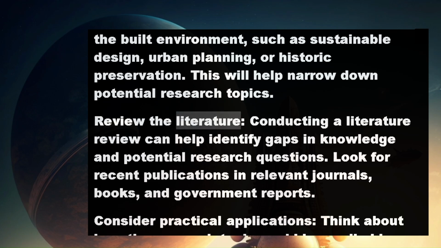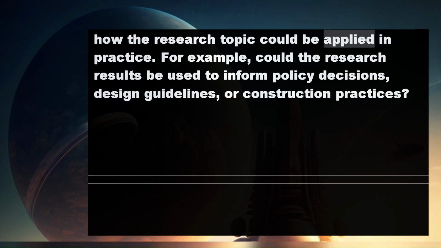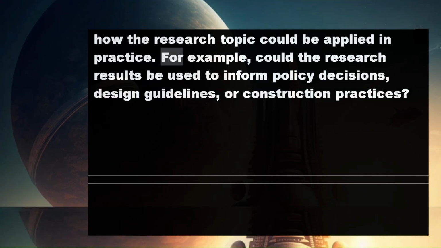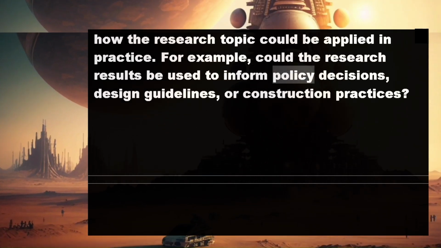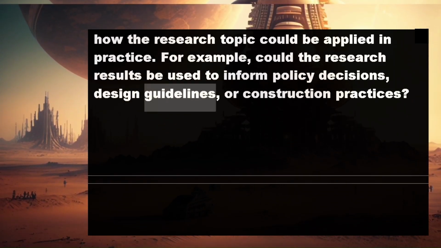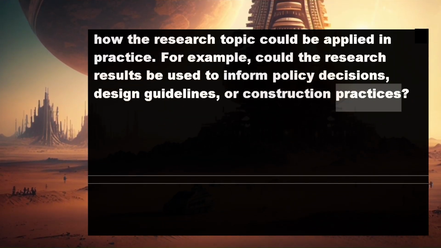Review the literature. Conducting a literature review can help identify gaps in knowledge and potential research questions. Look for recent publications in relevant journals, books, and government reports. Consider practical applications. Think about how the research topic could be applied in practice. For example, could the research results be used to inform policy decisions, design guidelines, or construction practices?